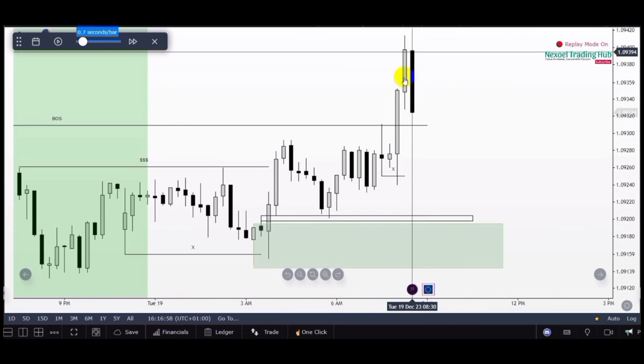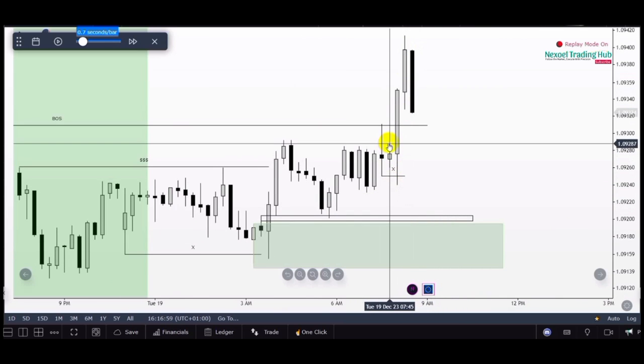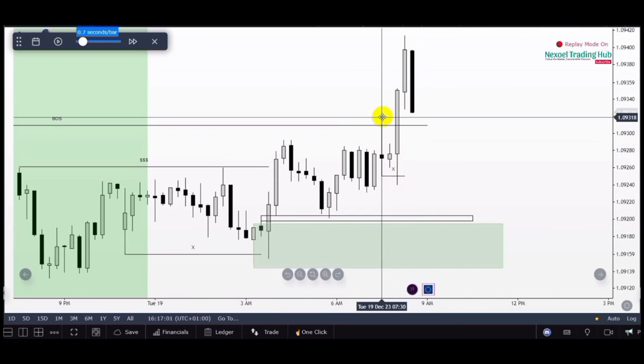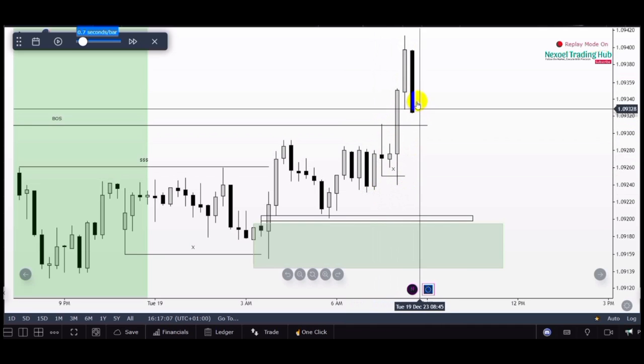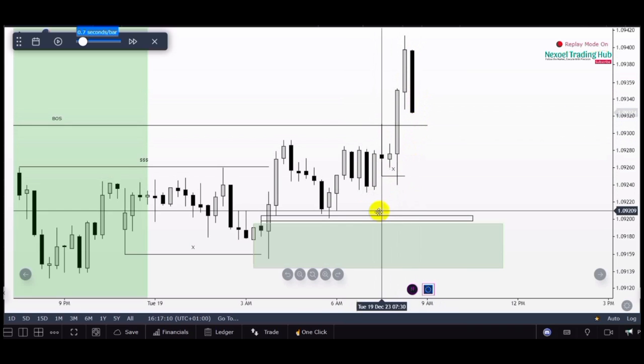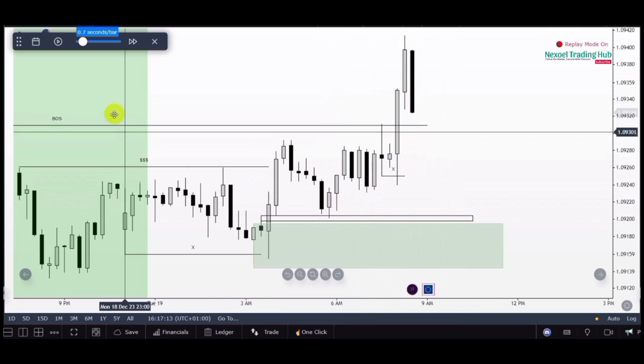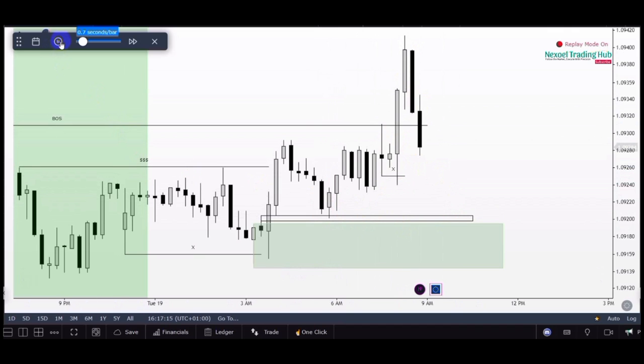So price pushed to the upside, and then we have this candle here. This candle created the high, and then this candle swept the low of this candle. So we do not have really any valid sponsorship candle to consider here. So let's play price to see what happens.